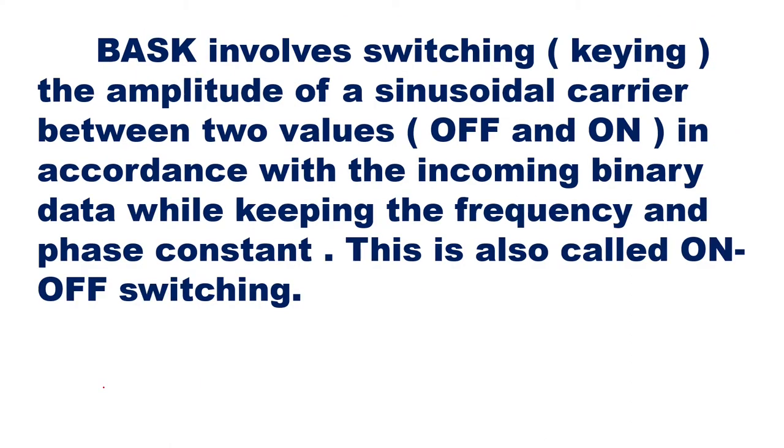Now, if you want to speak about that process theoretically, you can say that BASK involves switching. Switching means keying. BASK involves keying the amplitude of a sinusoidal carrier. That is, the carrier amplitude is going to vary between two values, off and on, in accordance with the incoming binary data. That means depending upon the incoming binary data, the sinusoidal carrier will be present or absent, on or off. While keeping the frequency and phase constant, only the amplitude will vary. This is also called on off switching. The other name for BASK is on off switching.